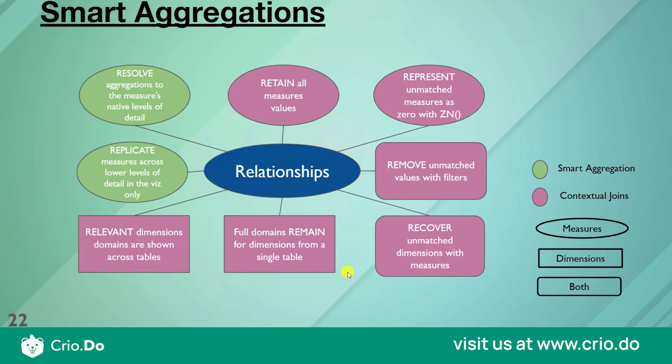Remove unmatched values with filters. You can actually remove whatever unmapped values you have with the filter, and it comes with both measures and also dimensions, and this is a contextual join. The last one we have is recover unmatched dimensions with measures. You can recover unmatched dimensions with measures. This comes with the contextual join, and you can work with both measures and dimensions.